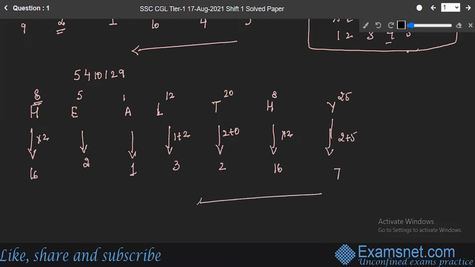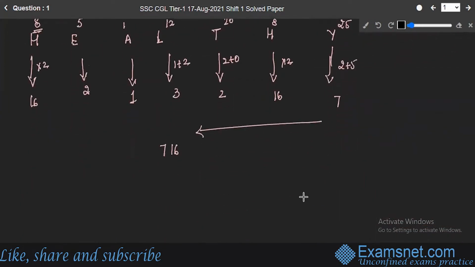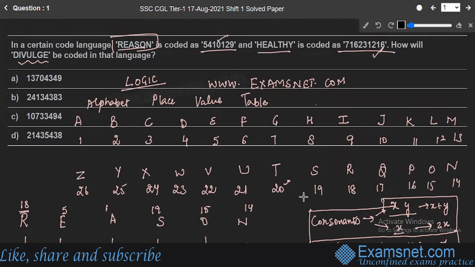Now again, I will write it in the reverse order to get the number as 7, 1, 6, 2, 1, 2, 3, 1. Just a minute. So this is 7, 1, 6, 2, 3, 1, 2, 1, 6. Let's check if we are on the right track. So if this number is there, yes, this code exists there. That means we are on the right track.